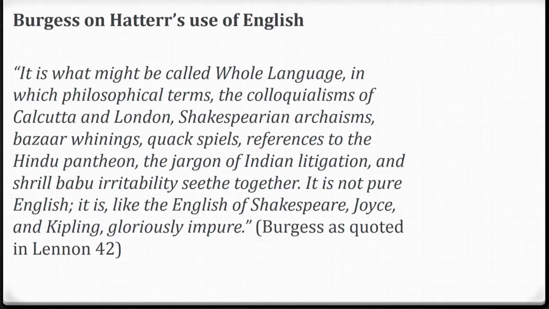It is what might be called whole language, in which philosophical terms, the colloquialisms of Calcutta and London, Shakespearean archaisms, bazaar whinings, quack spiels, references to the Hindu pantheon, the jargon of Indian litigation, and shrill Babu irritability seethe together. It is not pure English. It is like the English of Shakespeare, Joyce and Kipling, gloriously impure. So this is how Burgess spoke about the use of English in All About H. Hatterr.